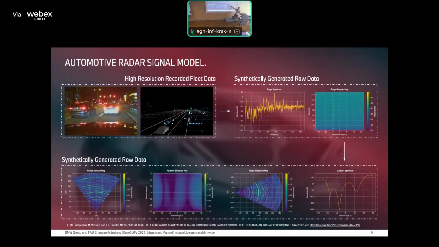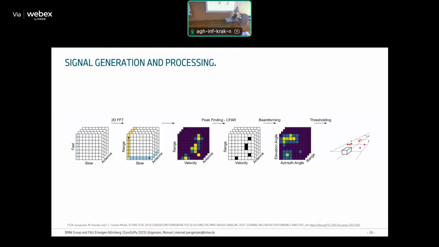So from our simulated spectrum, we can process in the range and Doppler domain. So we have distance and we have relative velocity. We can process in the angular domain, in the horizontal angle and also the vertical angle. How does this look? So we're starting with a raw spectrum, which is not really interpretable for humans, but we can do FFTs.